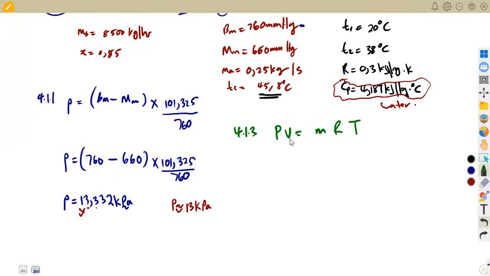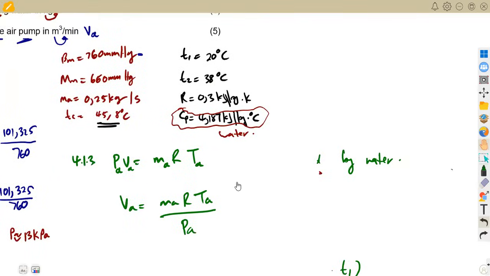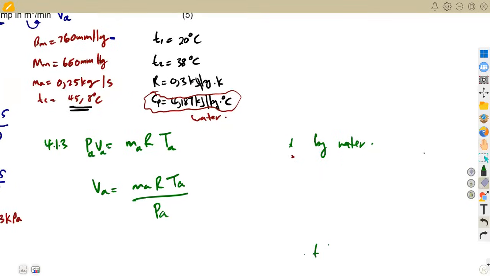So it means to obtain the volume of air, we must have the pressure of air, the mass of air, and the temperature of air. So that means the volume of air is going to be mass of air over PA. So we need to determine a lot of things on this part, which is actually not too much, but we just have to calculate this. One, we're gonna need the mass of air, which this time we are given direct.